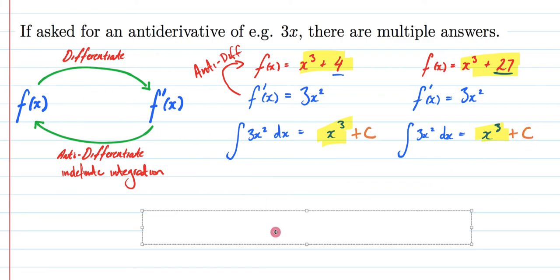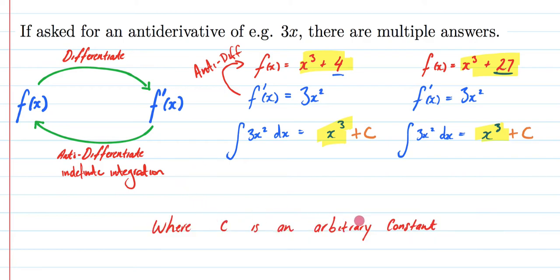And hopefully you can understand why. C is an arbitrary constant which represents 4 or 27 or whatever's at the end there. We have to put that plus C because we don't know what this constant at the end is going to be, because when we differentiate a function with a constant, it disappears. So when we anti-differentiate it, we have to put in a plus C to know there could be something there. Even if it's zero, C would equal zero. You have to put the C.